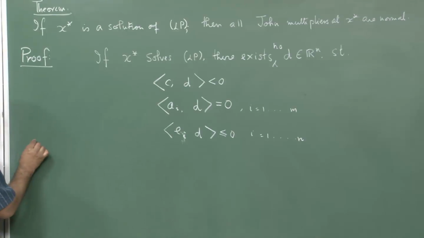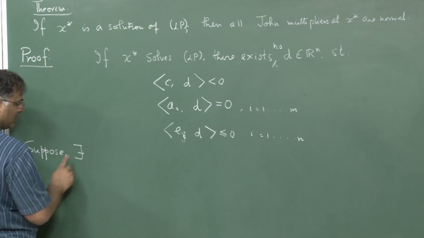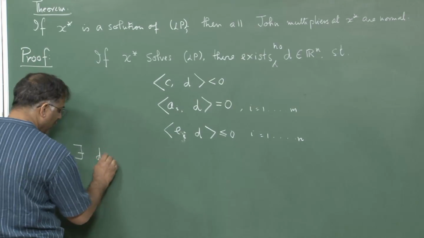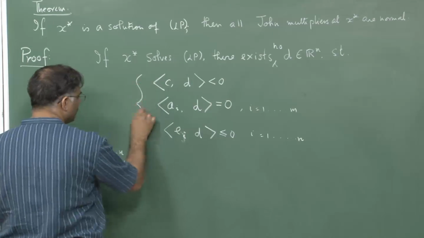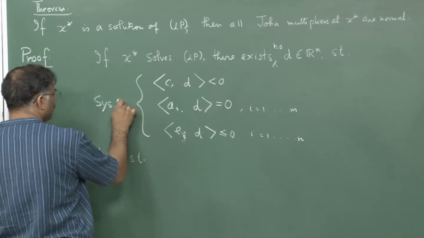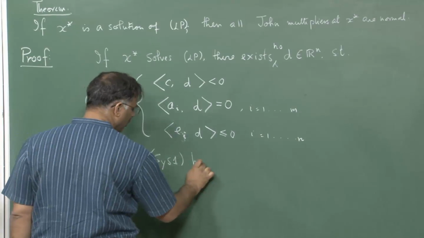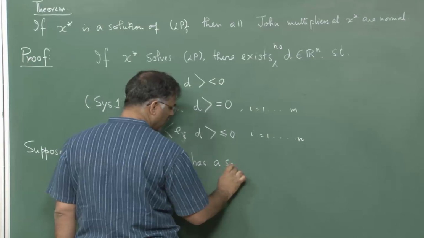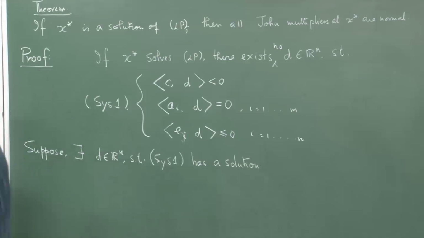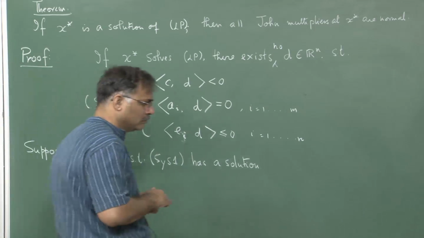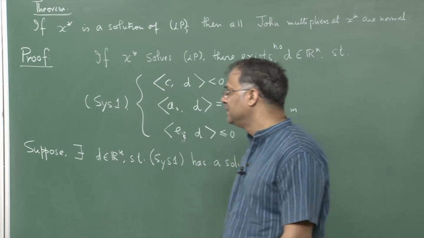So, suppose on the contrary there exists, I am just taking the mathematician's liberty to write like this, a d in Rn such that the system, which I call system 1, has a solution.